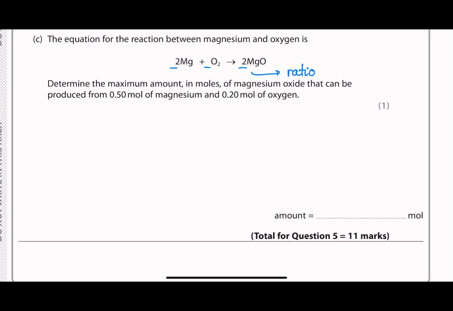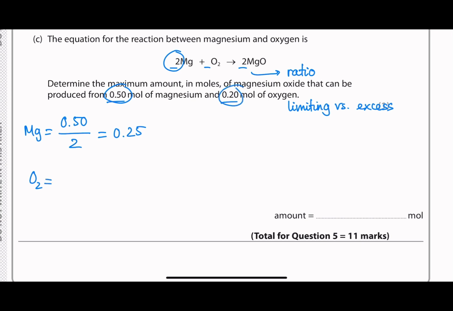Okay, last question. They give you a reaction, which is magnesium reacting with oxygen to produce magnesium oxide. So this is a question about limiting versus excess reagent. The moles of magnesium that they give us is 0.5 mole. Comparing that to the ratio in the equation, it is 0.5 divided by 2, which comes out to be 0.25. And for the number of moles of oxygen, it is 0.2 divided by 1, which is just 0.2.